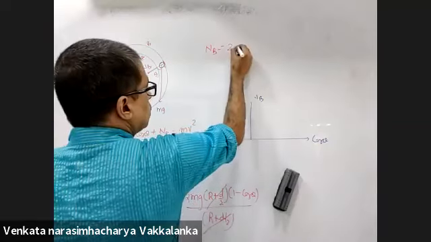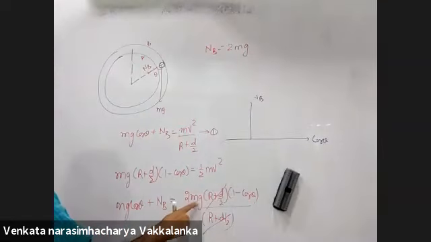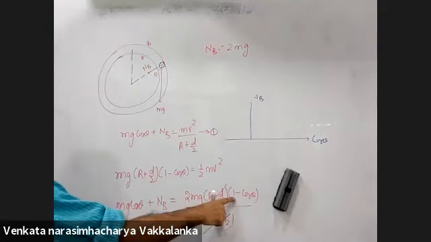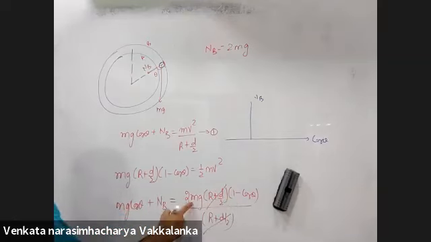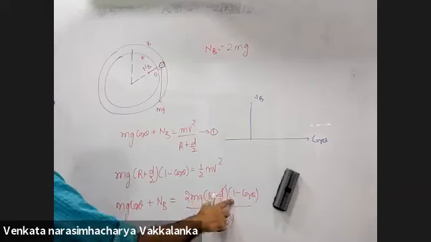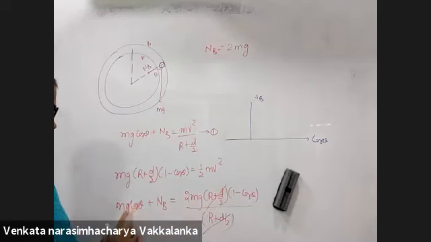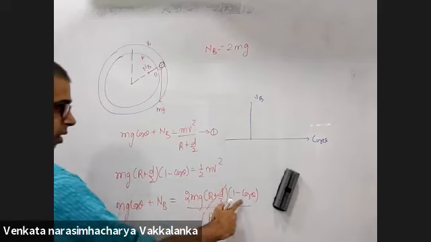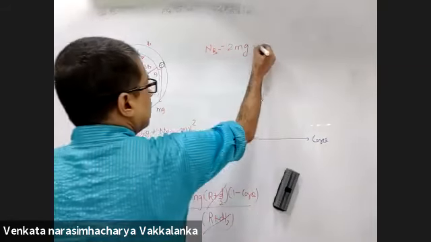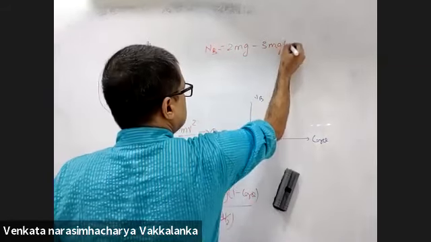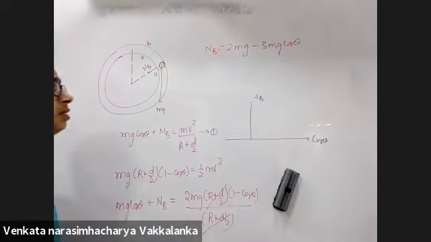Sir, on the other side, mg cos theta will also come, right, from the left hand side? The mg cos theta will cancel. So 2 mg will remain, minus 2 mg cos theta. I will have this 2 mg to the right: 2 mg minus 3 mg cos theta.